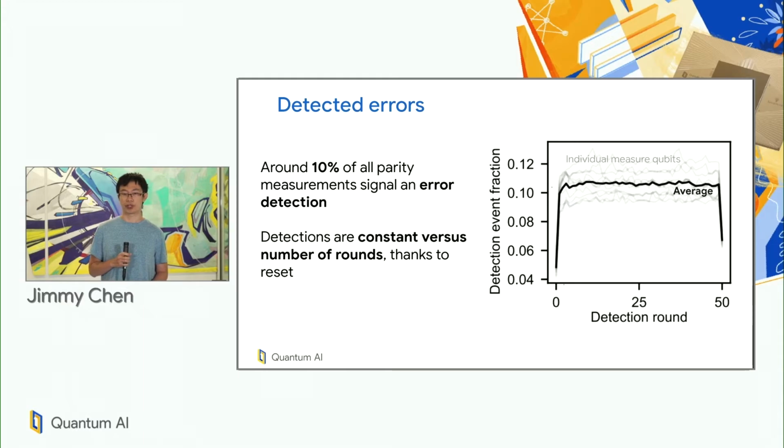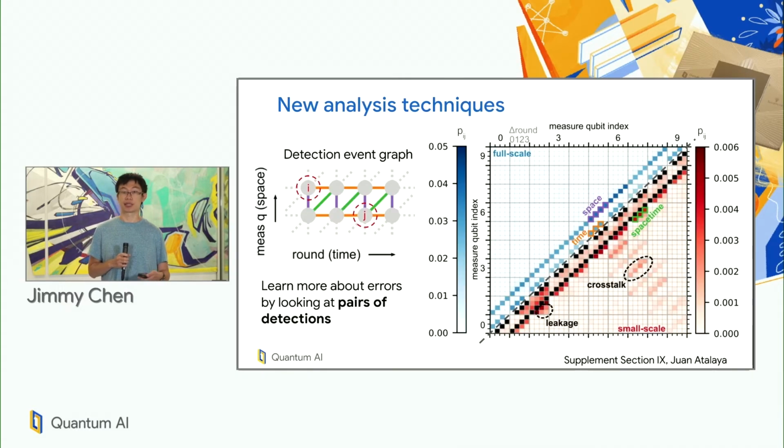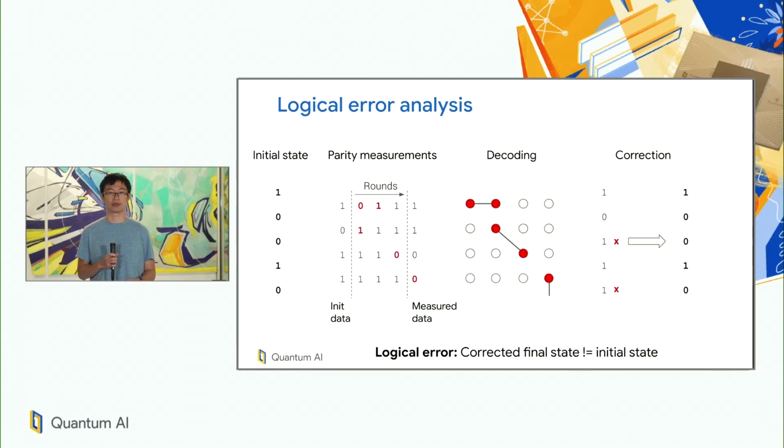Now, detection event fractions are sort of the most basic way of looking at our data. We've also been developing new analysis techniques for quantum error correction. So my colleague Juan Atalaya developed this technique to look at actually the correlations between pairs of detection events. Using these correlations, we can make these cool matrix plots, which reveal error mechanisms like crosstalk, which we previously hadn't been able to explore. At the end of the day, what we care about is the logical error performance of our codes. So let me just quickly walk you through how we determine that.